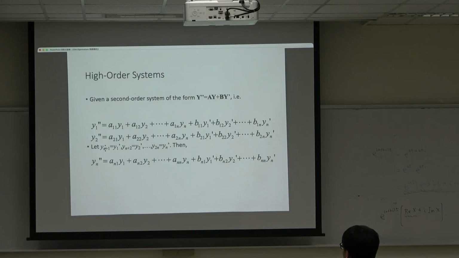Here's the example. You see we have y1 double prime equal to blah blah blah. y2 double prime equal to blah blah. So basically you have yn double prime equal to the following.